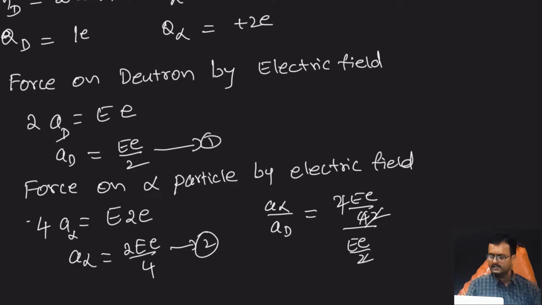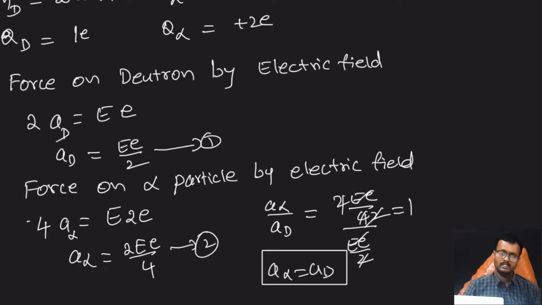2 2 cancel, E E cancel, then we get the answer is 1. So both alpha particle and deuteron are moving with the same acceleration in uniform electric field.